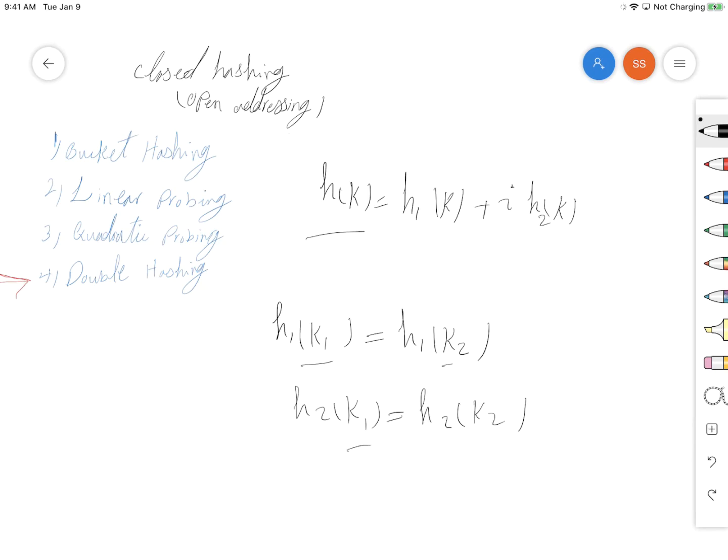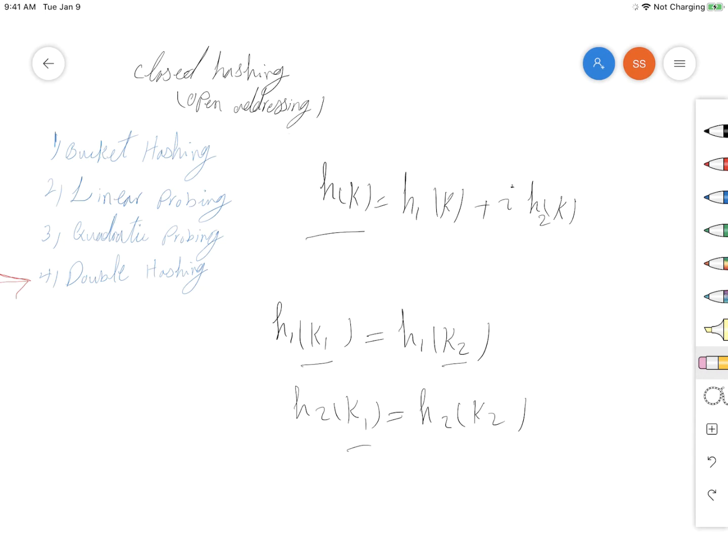Let's say we have already inserted key k1 in the table, and now, because hash function 1 and hash function 2, both for these keys k1 and k2, are giving the same values, we will have issues inserting and finding a spot for the key k2.